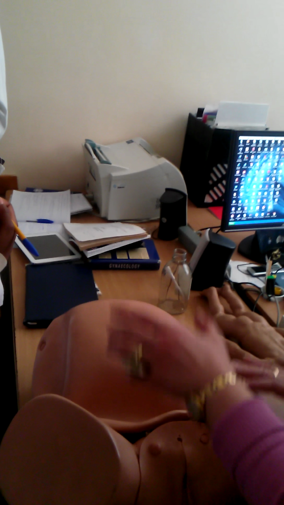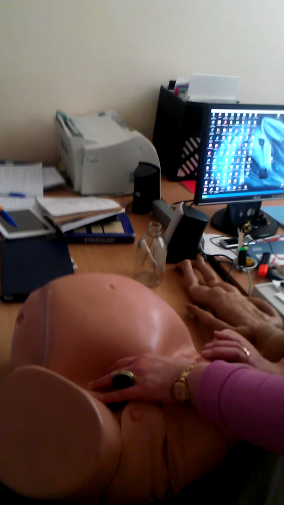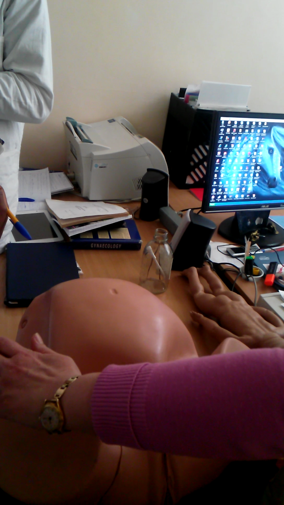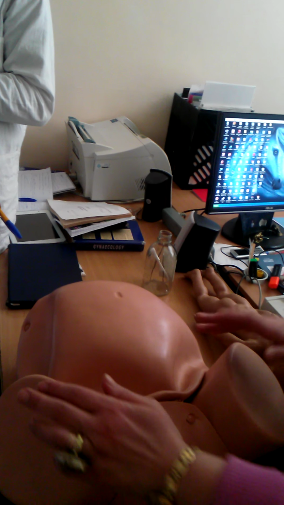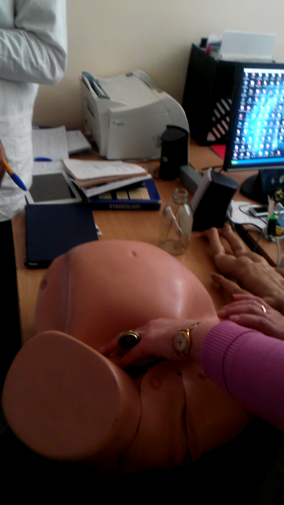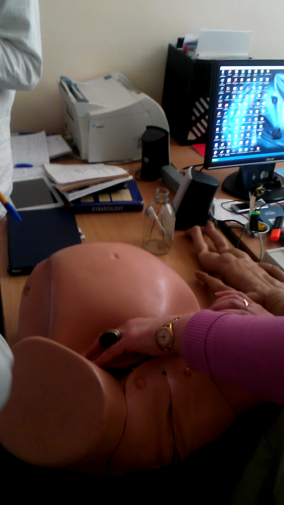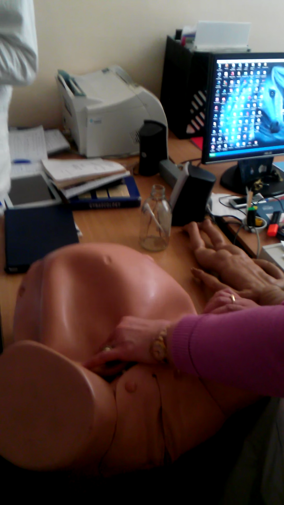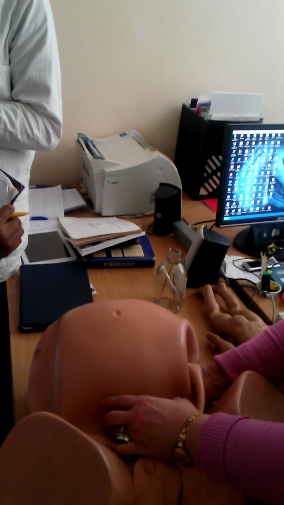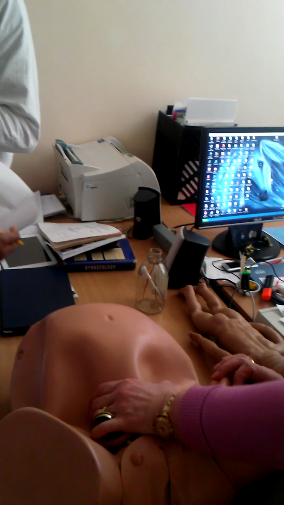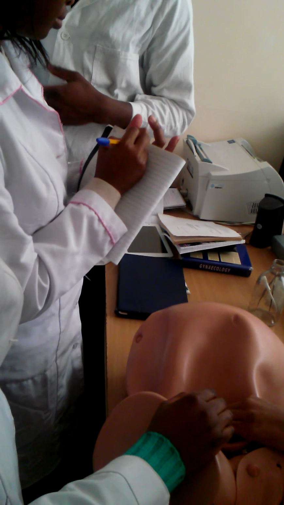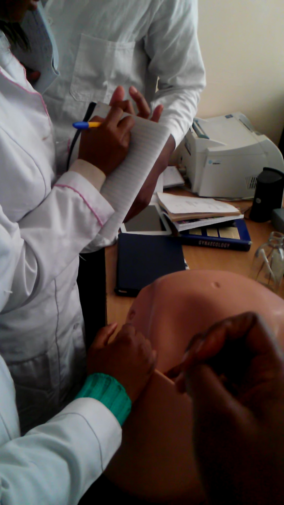Then you will make the third Leopold maneuver with one hand, which should be placed over the symphysis pubis. Ask your patient to open her thighs and slightly flex on the knees area. And ask your patient to make in breath. Make in breath and try to palpate what is the presentation part. Can you show the presenting part?